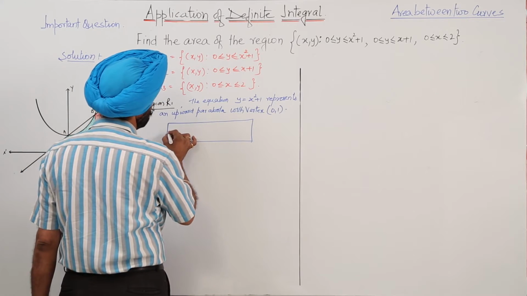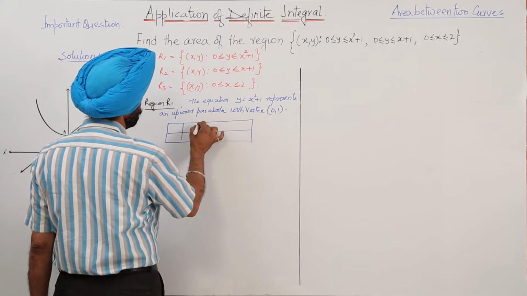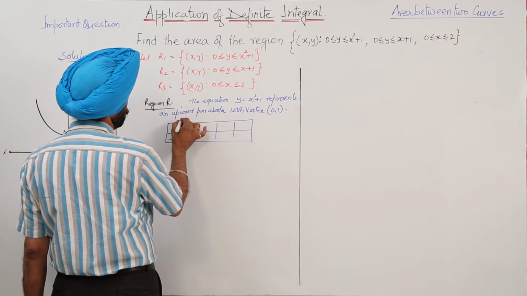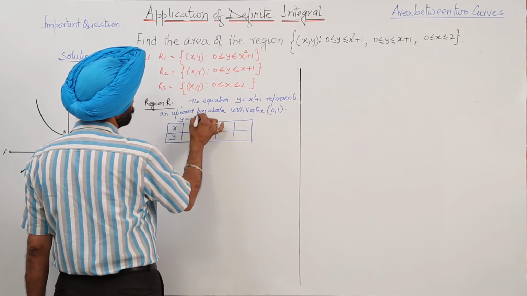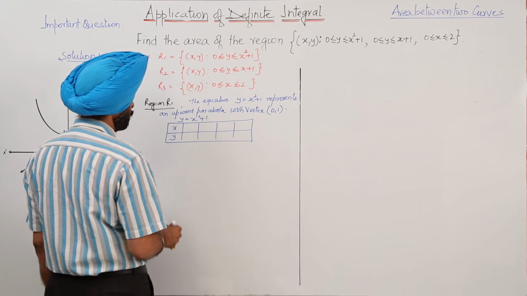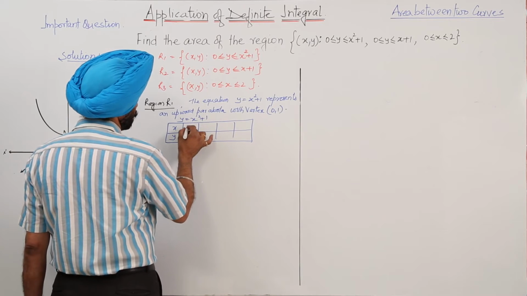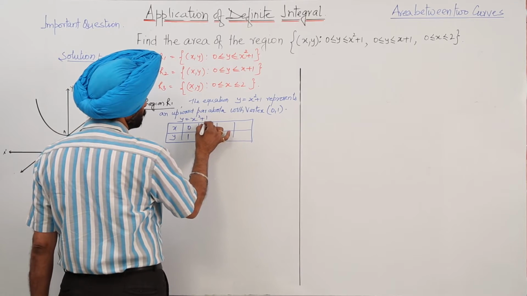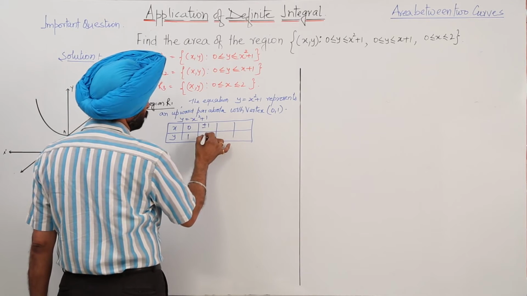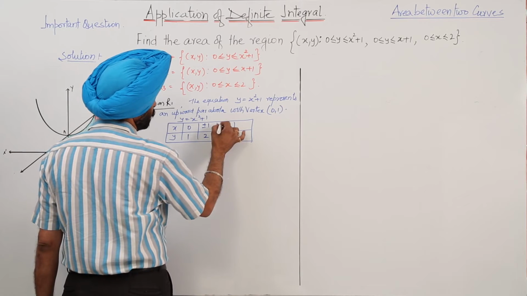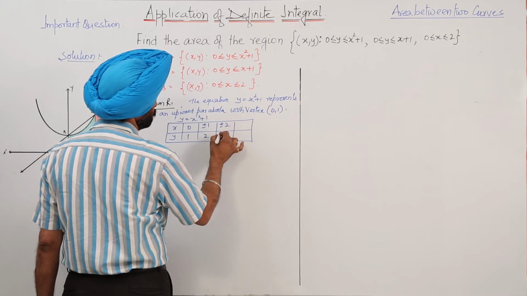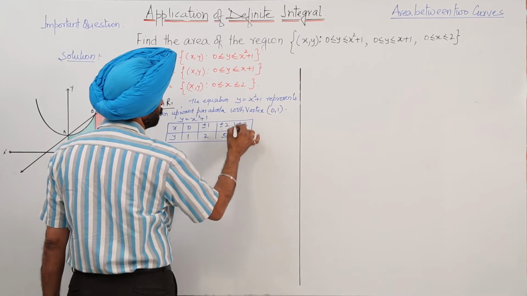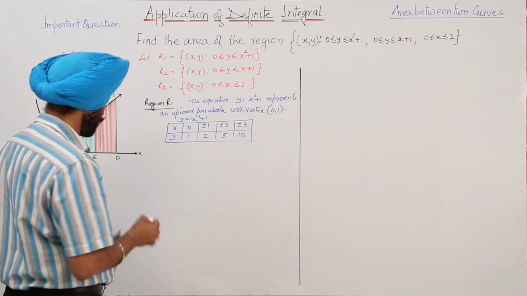Points to be plotted on the graph paper: (x, y) with y equal to x² + 1. When x is equal to 0, y is equal to 1; when x is plus minus 1, y is 2; when x is plus minus 2, y is 5; and when x is plus minus 3, y is 10.